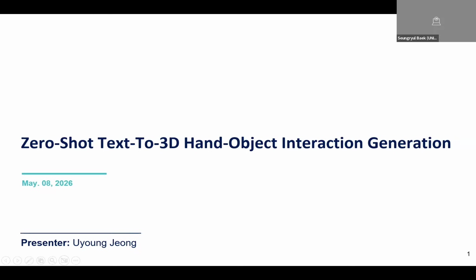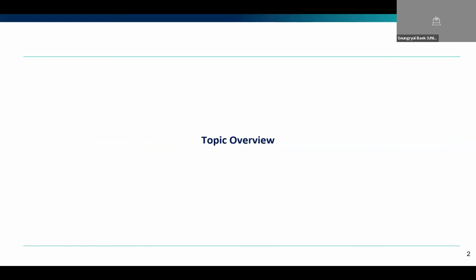For this tutorial, I will present zero-shot text to 3D hand-object interaction generation, from our recently accepted paper. I'm going to briefly introduce the overall topic and the related fields.